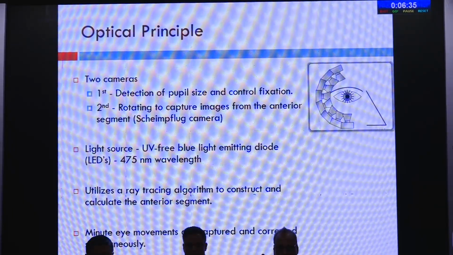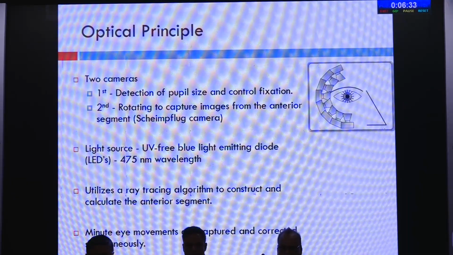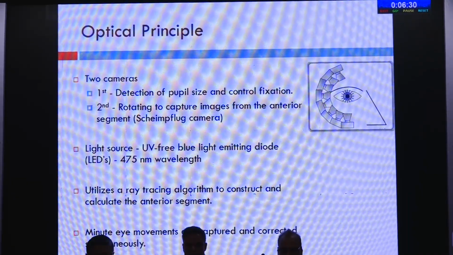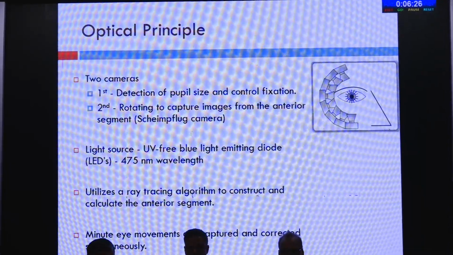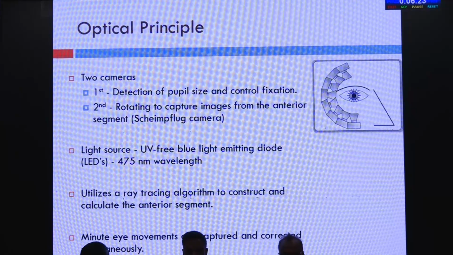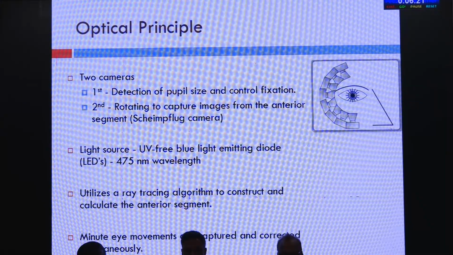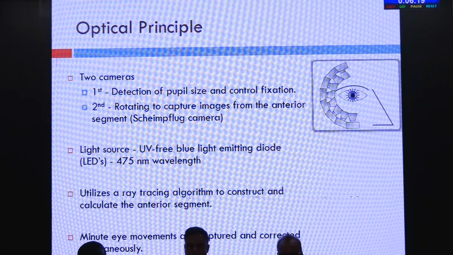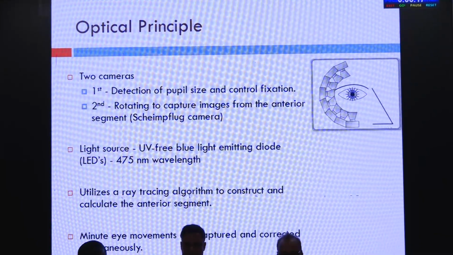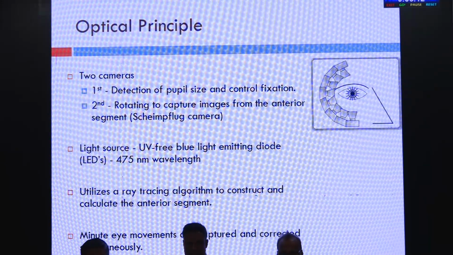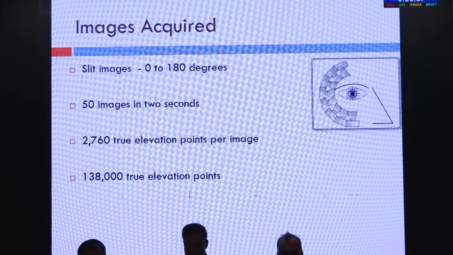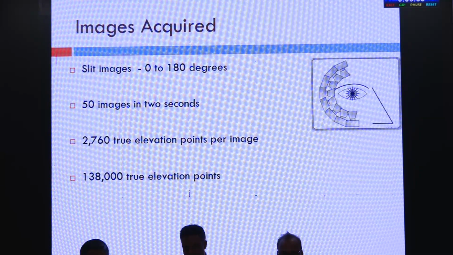Now, the light source that is there, you all need to know that the Pentacam or topography images are captured in a dark room. Hence, so that the image of the eye is captured, there is UV-free blue light inbuilt in the Pentacam system that helps in capturing the eye images. It utilizes a ray tracing algorithm to construct and calculate the anterior segment image, and even minute movement of the eye can be detected by these machines, and it will reflect onto your quality of scan when you're looking at the images. So as I told you, it captures images in 0 to 180 degrees.